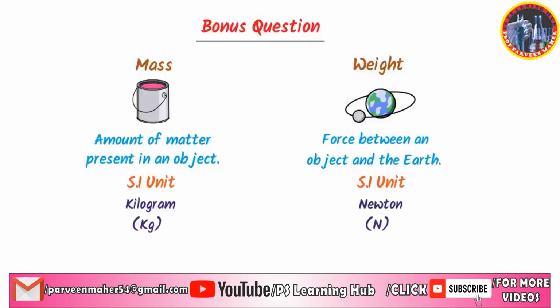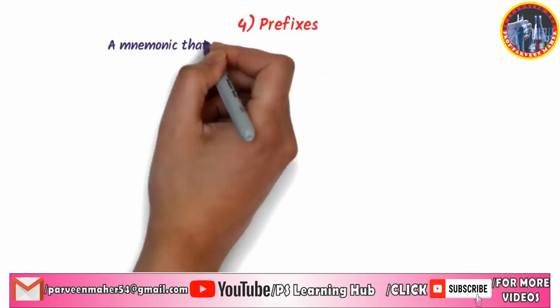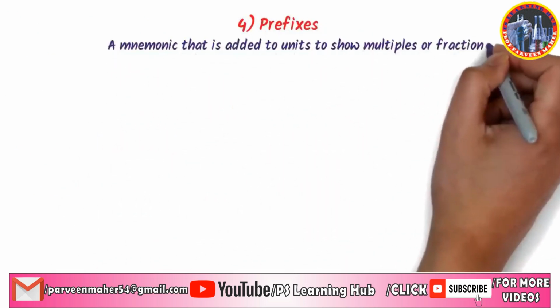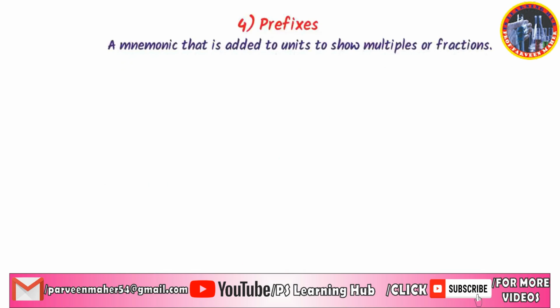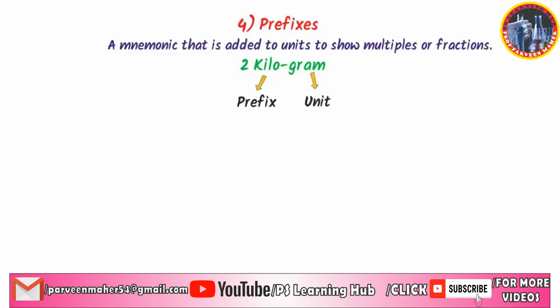Now coming to the fourth topic. The fourth topic is about prefixes. A mnemonic that is added to units to show multiples or fractions is called a prefix. For example, consider 2 kilogram. Here, gram is the unit and kilo is the prefix.